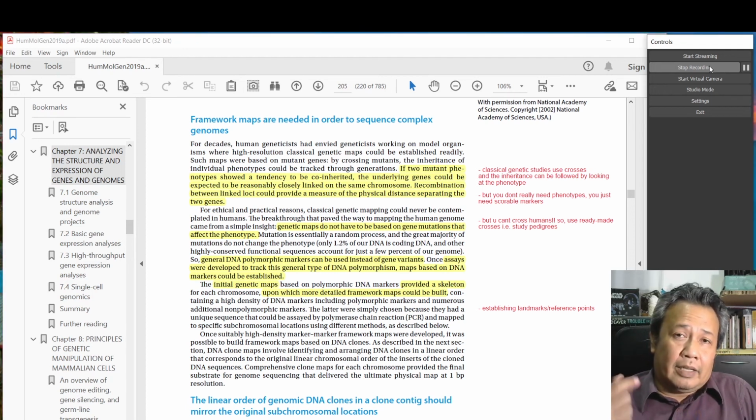All right. Take home message: sequence tag sites are markers and landmarks for the human genome.